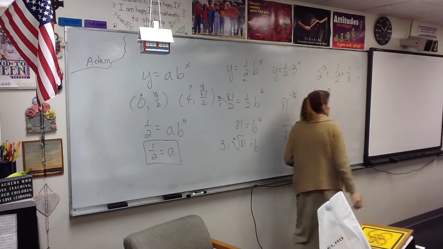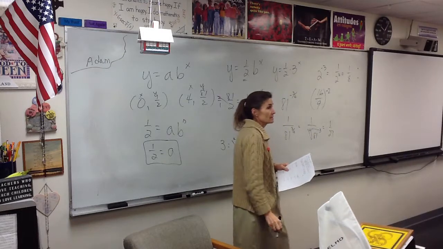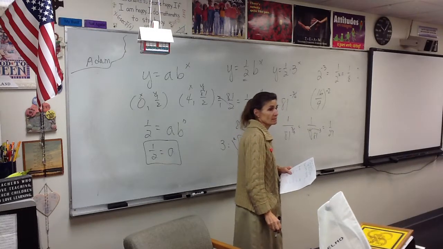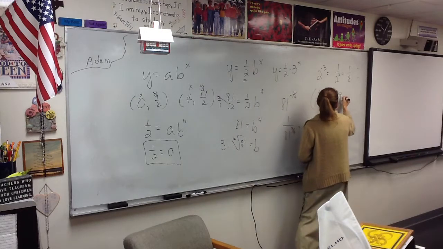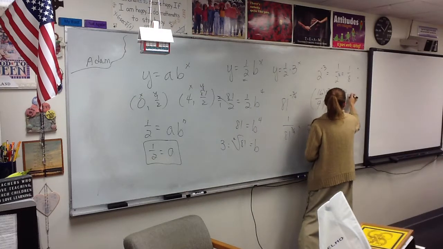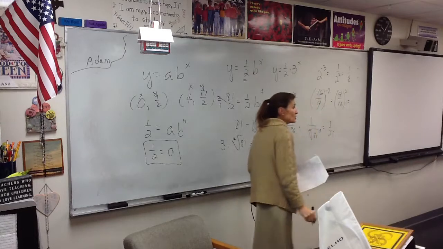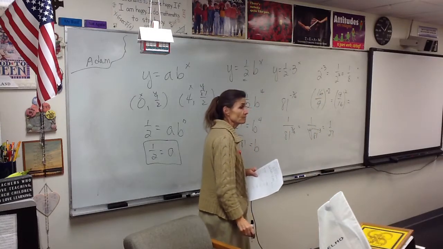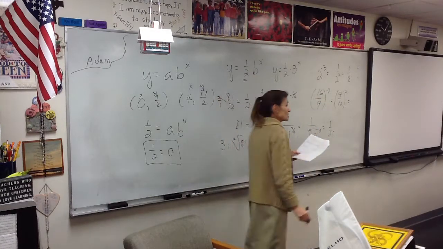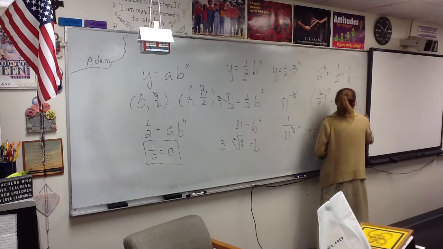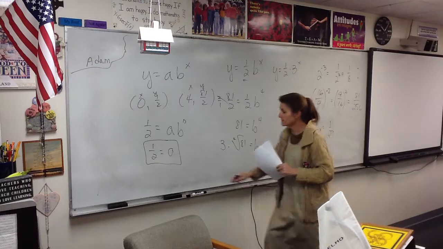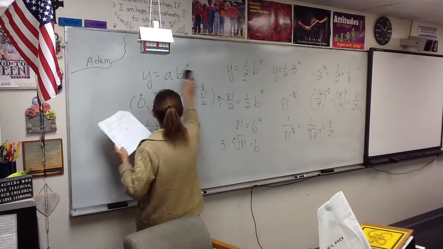16/9 to the negative second. It's a negative exponent. It's going to flip that fraction. Now, how do we square a fraction? We square the top and the bottom. So 81 over 256 is your answer.